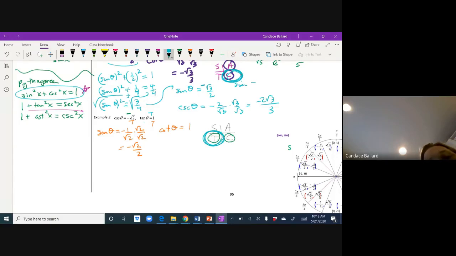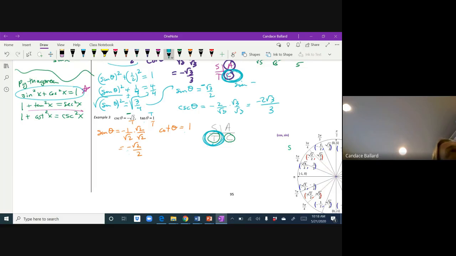So I'm going to check the answers I have. Sine is negative. The only things positive in quadrant 3 are tangent and cotangent, so that one works out. Cotangent is positive. I know cotangent and tangent are positive in quadrant 3, so that one works out. So it looks like I only need to get cosine to get to secant.